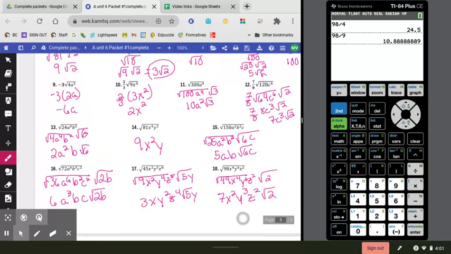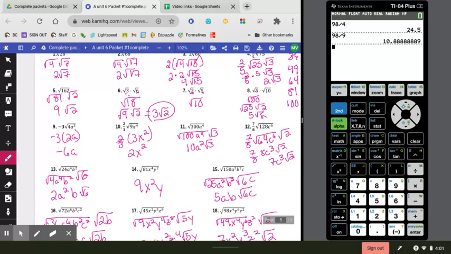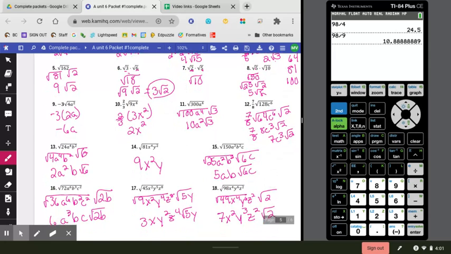Okay, so on number 9, it's square root of 4a squared. Square root of 4 is 2. Square root of a squared is a. Then negative 3 times 2 is negative 6a. 10 is 2/3 times square root of 9x to the 4th. Square root of 9 is 3. Square root of x to the 4th is x squared. So then 2/3 times 3 is 2, so it's 2x squared.